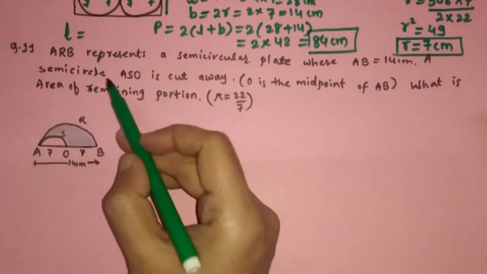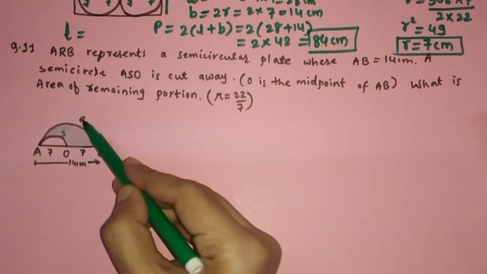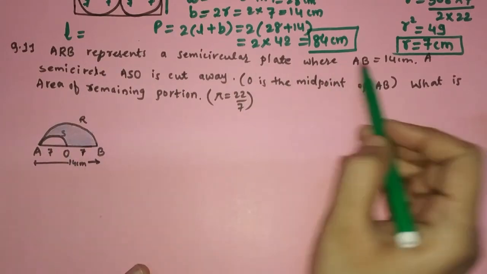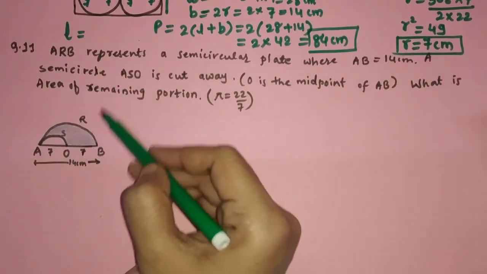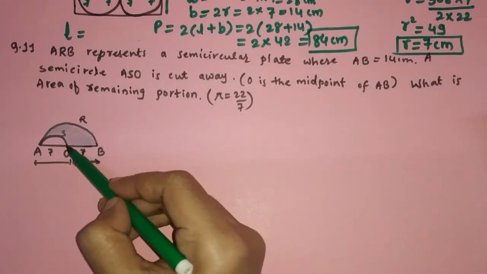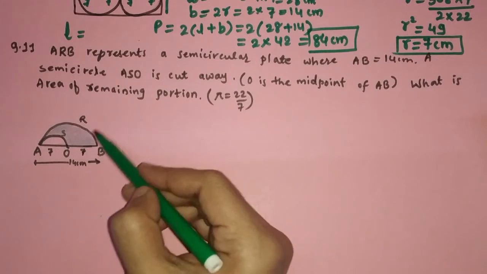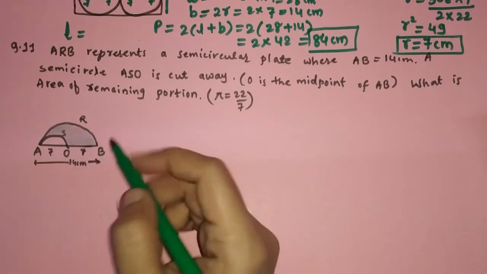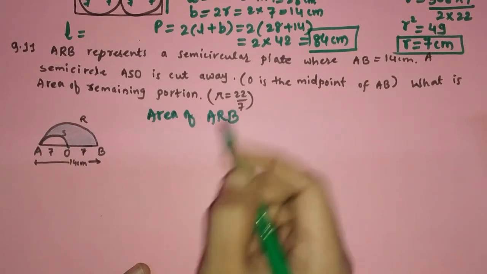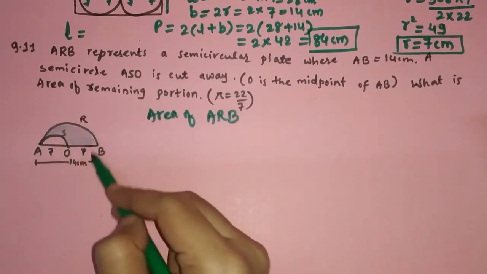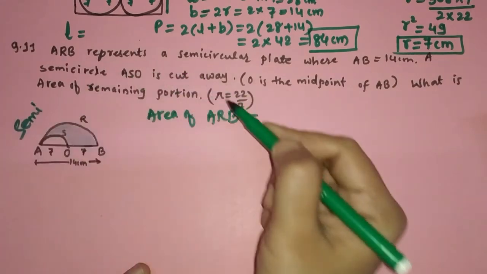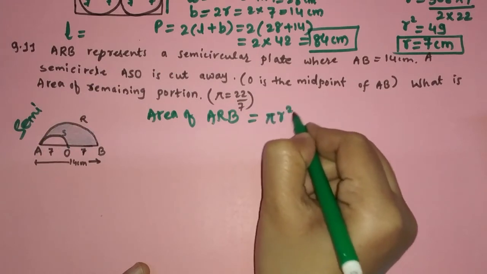The next question: ARB represents a semicircular plate where this AB is 14 centimeters. A semicircle ASO, again a semicircle, is cut away and O is the midpoint here. So what is the area of this shaded portion? So friends, first of all we have to find the area of this ARB. This is a semicircular plate. So as it is semicircular, we'll take pi r square by 2.